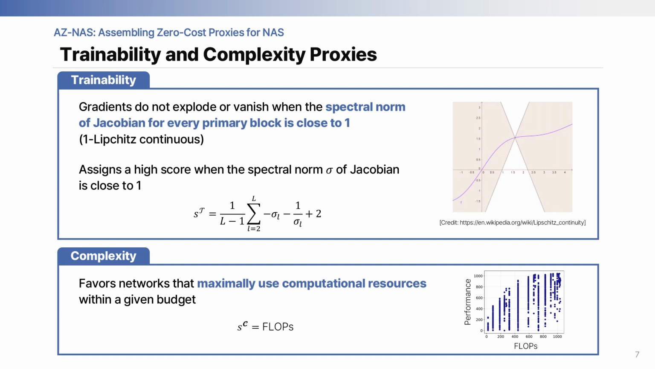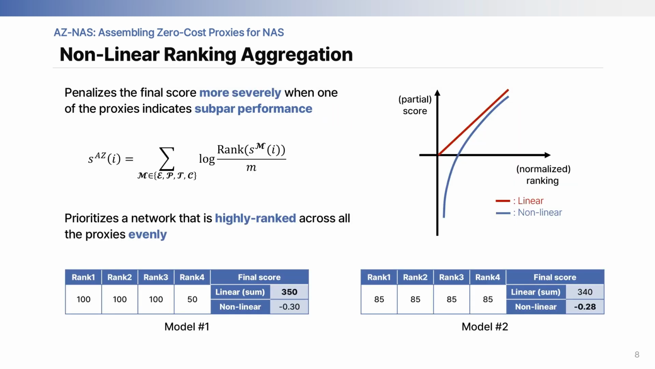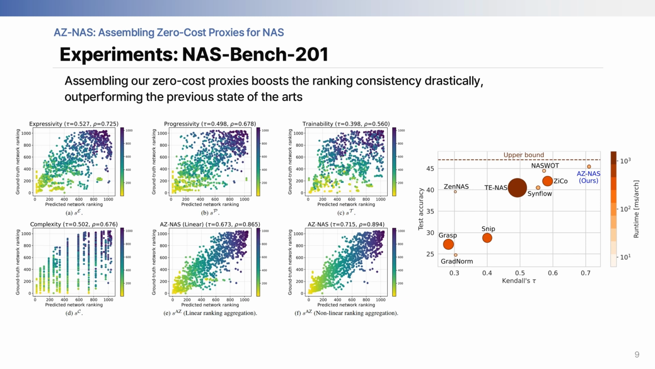Lastly, required hardware resources of a network, such as flops, show a good correlation with a performance ranking. We thus set the complexity score based on the flops count, favoring networks that maximally use computational resources within a given budget. To effectively aggregate the aforementioned proxies, we propose a nonlinear ranking aggregation method. It penalizes a network more significantly when a particular proxy indicates subpar performance, prioritizing networks that exhibit high scores evenly across all proxies.